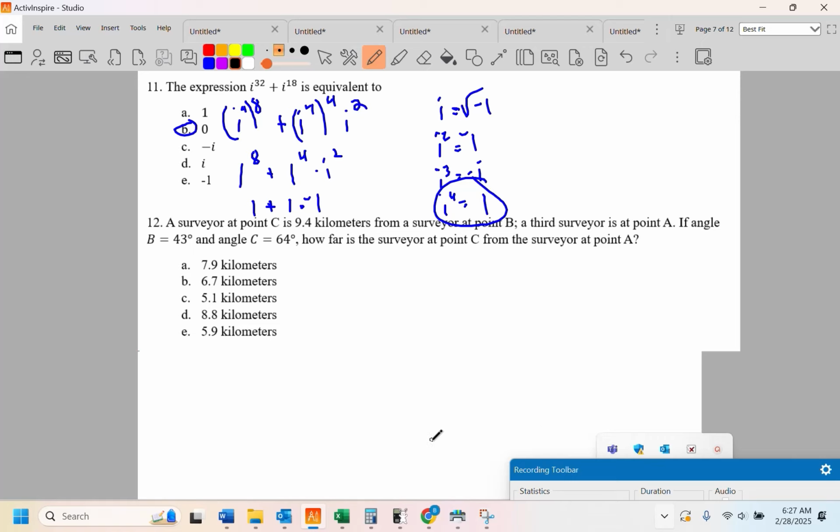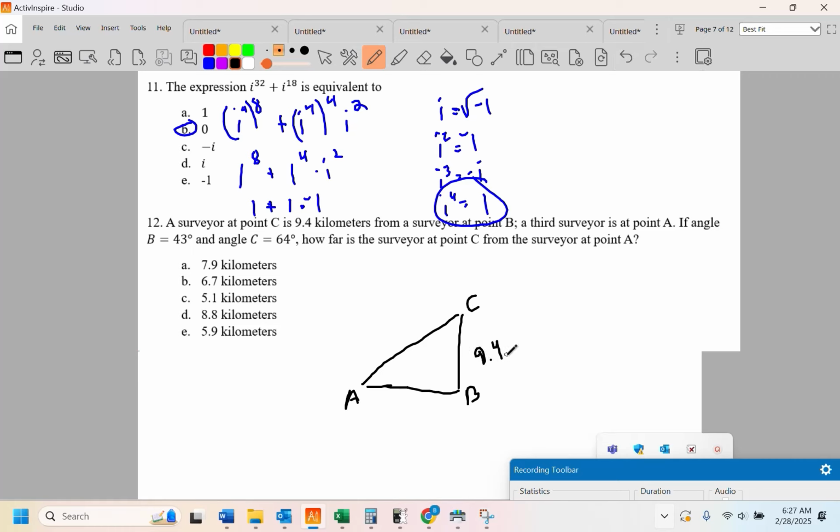So we've got 3 surveyors. We have some angles between them. Looks to me like we're talking about a triangle. It doesn't really matter how you draw it, I don't think. Oh, and I'm assuming it's a right triangle. I shouldn't assume that. Surveyor at point C is 9.4 kilometers from a surveyor at point B.